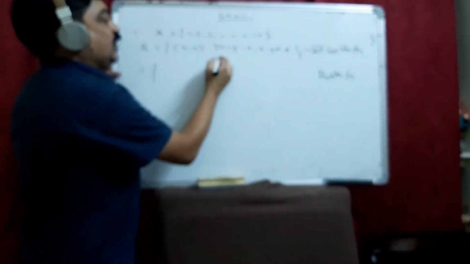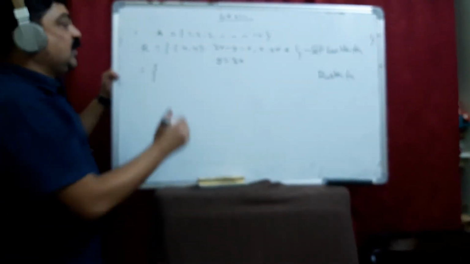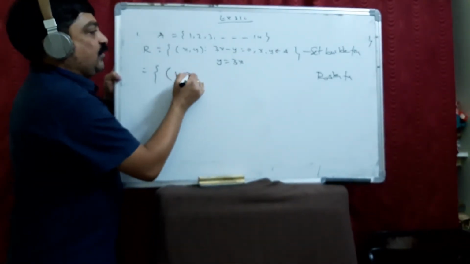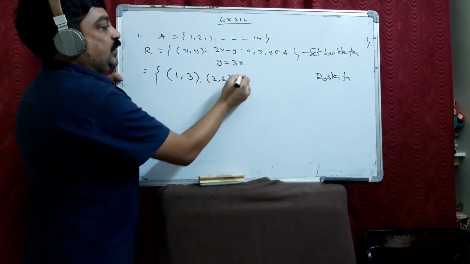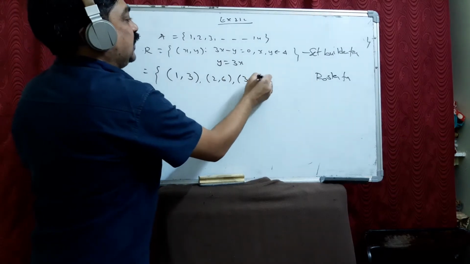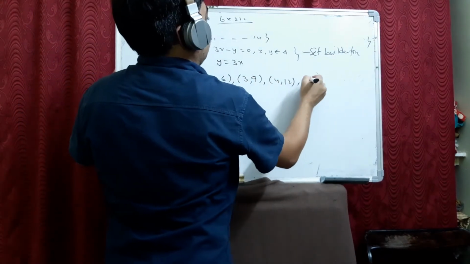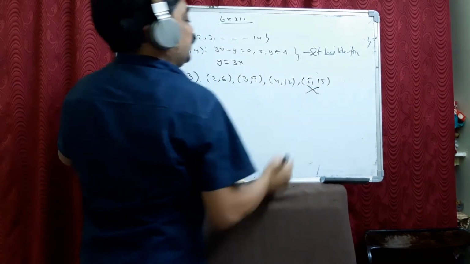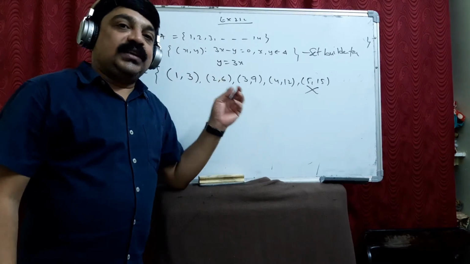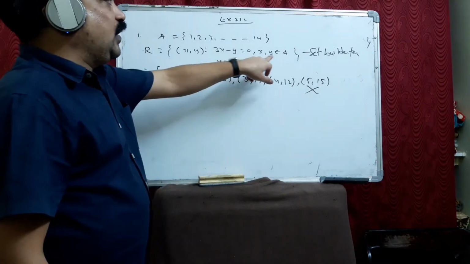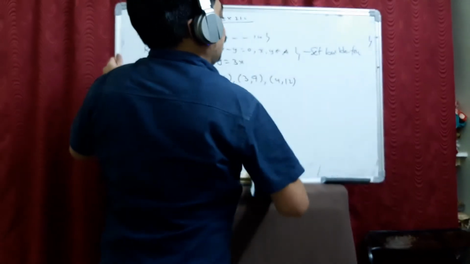See, what is 3x minus y equals 0? It means y is equal to 3x. Agree? So suppose if x is 1, y will be 3. If x is 2, y will be 6. If x is 3, y will be 9. If x is 4, y will be 12. If x is 5, y will be 15. We should not take this because the set A contains only till 14 and both elements should belong to A. So this 15 does not belong to A. So we stop here.